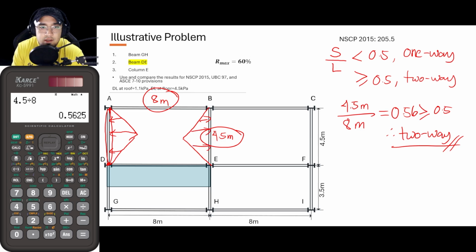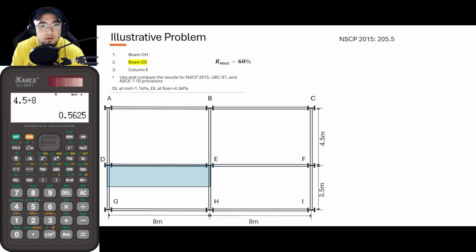So, as for the rest, ito pong location na to. As you can see, we have formed a trapezoidal shape. The trapezoidal shape will now be transferred about the longer side. So, this is now the tributary area. Okay? So, let me get this out of the way first. Let me erase everything. In order for us to have a better figure here, let us just shade it via this trapezoidal shape. This is now the tributary area that we will be using for beam DE.